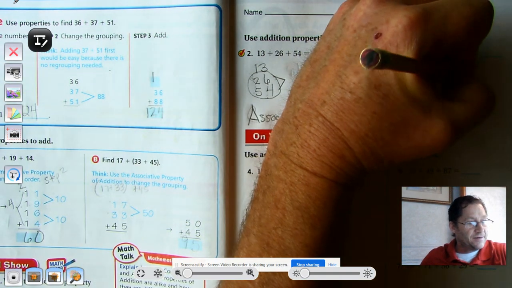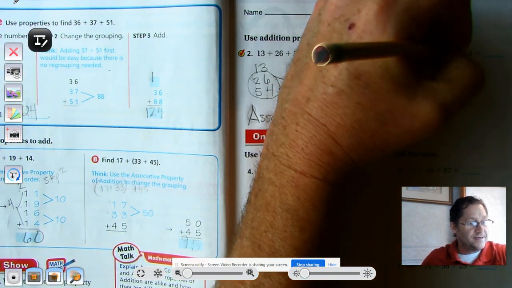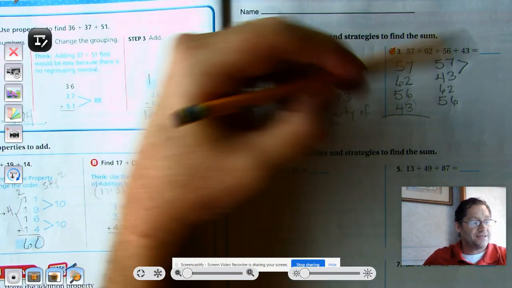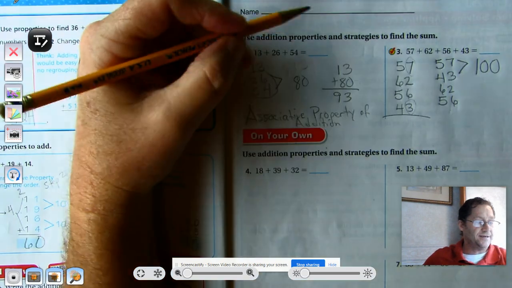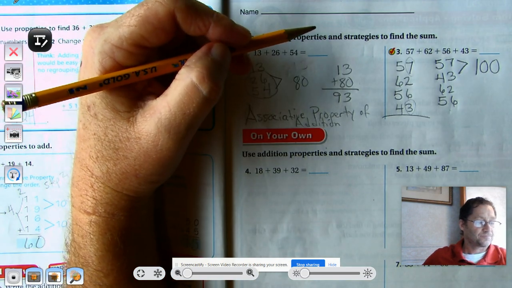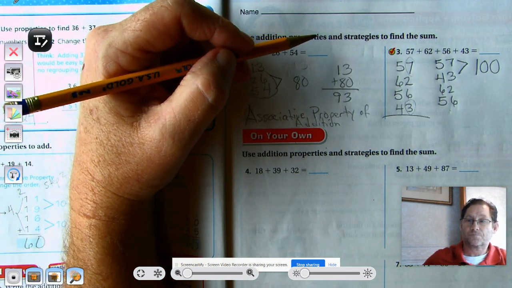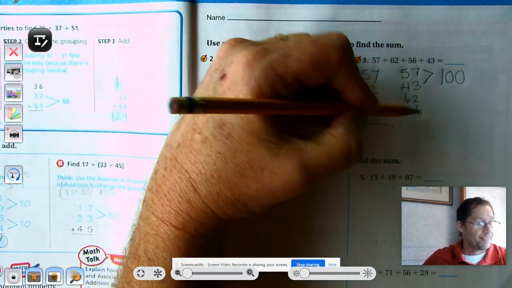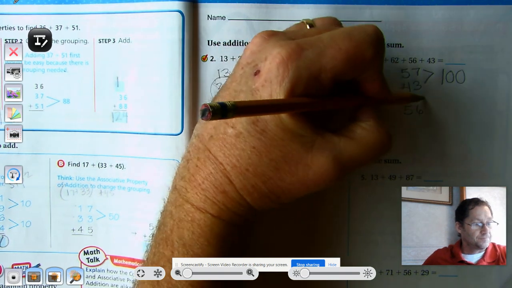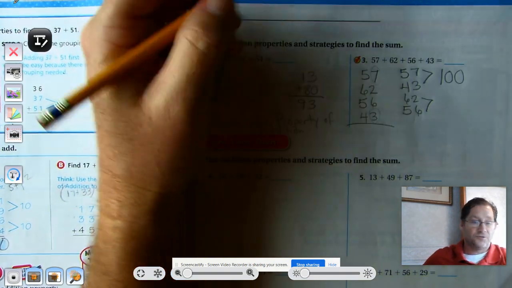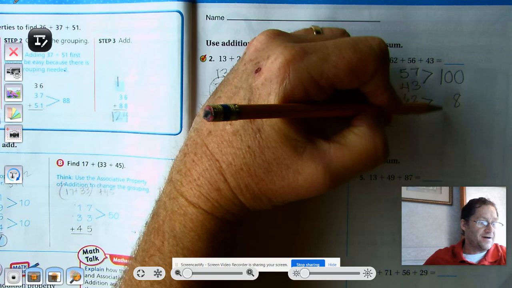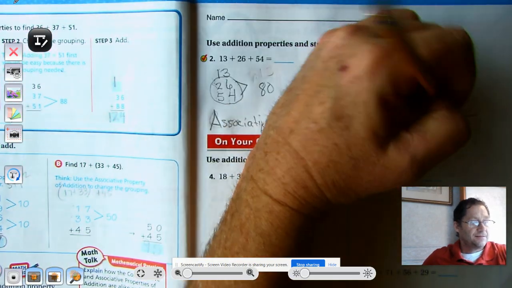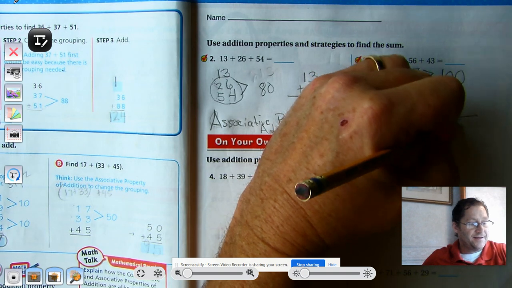And 57 plus 43, 7 and 3 is 10. 5 and 4 is 9 plus the extra 10. That's 100. 6 and 2 is 8. 6 and 5 is 11. So 11 tens is 118. Combine them, we get 218.